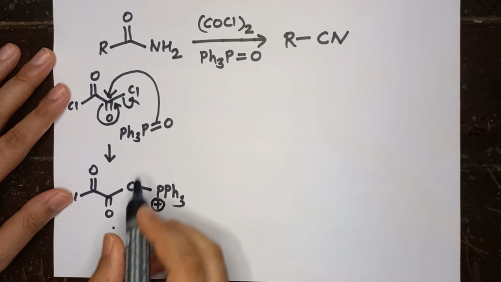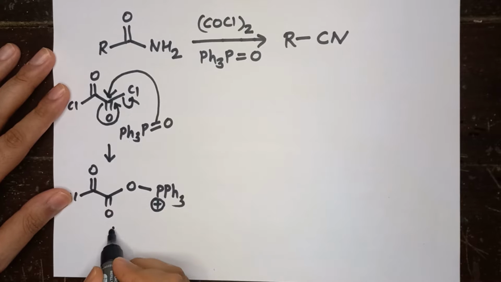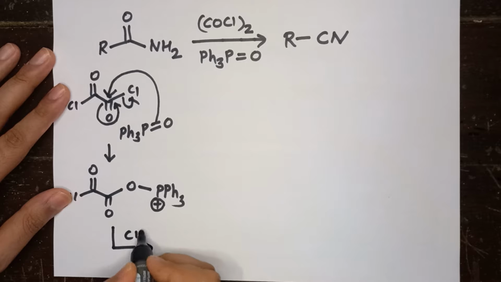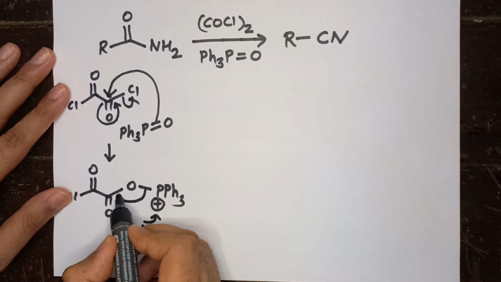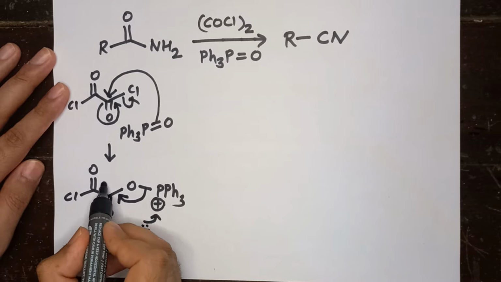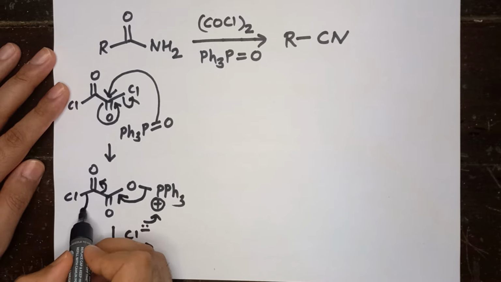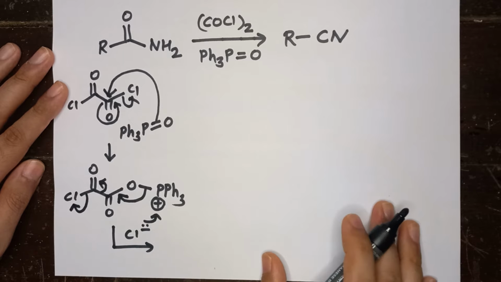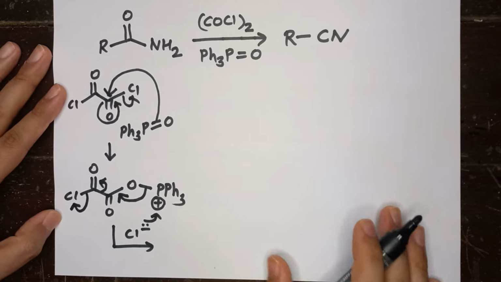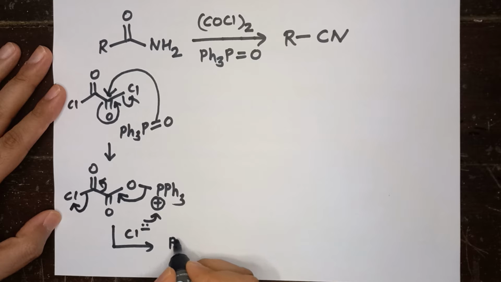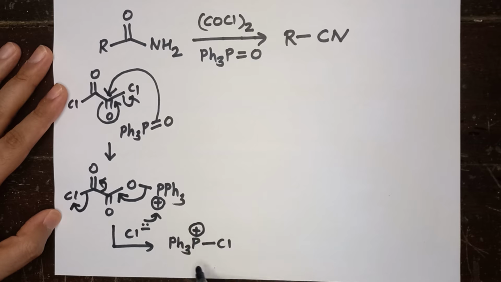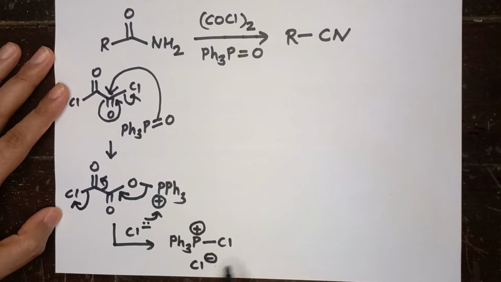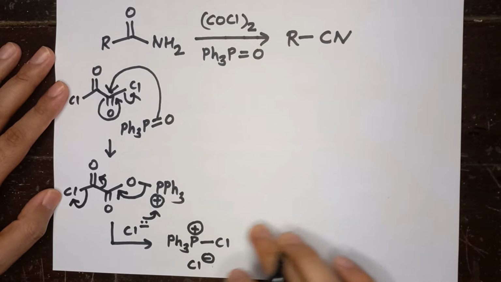Now, we removed Cl minus, that will come back and will form a bond with this phosphorus. This will form CO2, this will form carbon monoxide, and another Cl minus is going to leave. The same mechanism as the previous one. So we have generated PPh3 bonded with Cl, phosphorus getting positive charge. We also have a Cl minus. So for the time being we have this much.